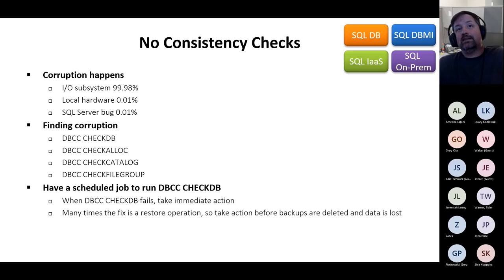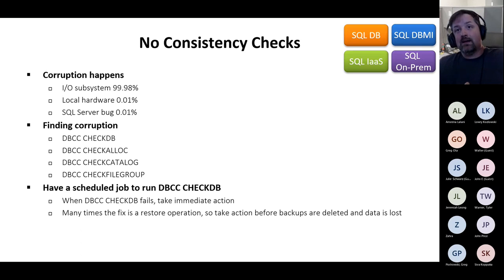Well, we need to run DBCC CHECKDB. There's other commands like you can check just the allocation tables, you can check just the catalog, you can check individual filegroups. But the root thing is we need to run CHECKDB on a regular schedule. Typically, this is once a week. And if and when DBCC CHECKDB fails, you need to take immediate action. The reason being is sometimes the fix is a restore.